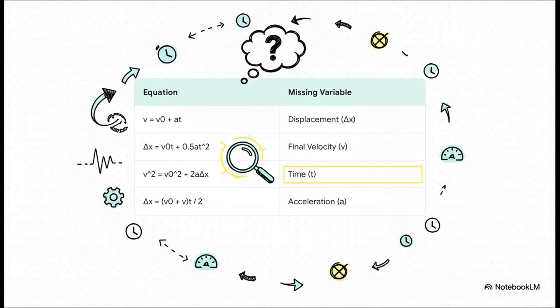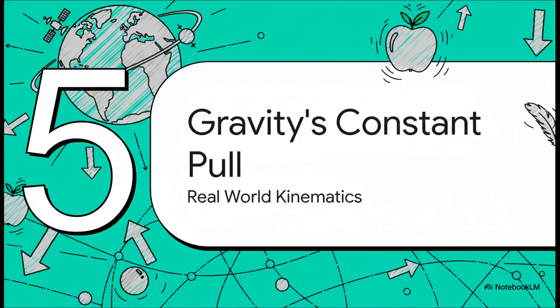Now don't get bogged down by the formulas themselves. Look at the column on the right. Missing variable. That is the secret key to all of this. It tells you exactly which equation to grab. For example, if you're trying to solve a problem and it doesn't say a single word about displacement, you instantly know to use that first equation. It turns a complex problem into a simple matching game. It's awesome. So for our last section, let's talk about gravity.